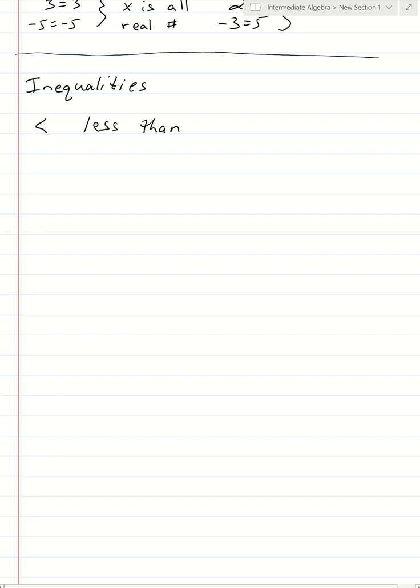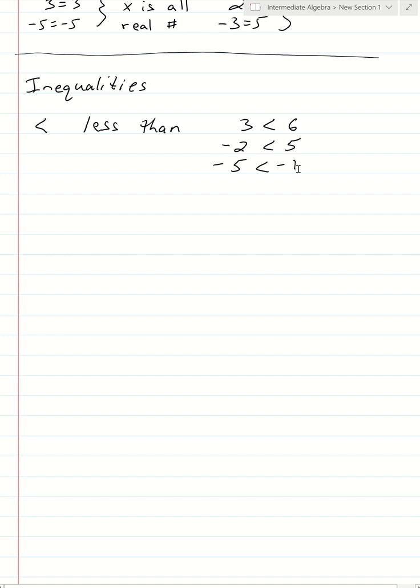And if I was to write an inequality statement that would be true using this symbol, we could write that 3 is less than 6. I could write negative 2 is less than 5. I, of course, could write also negative 5 is less than negative 1. Okay? These three inequality statements are true because the quantity that's on the left side is smaller or less than the quantity that's on the right side.